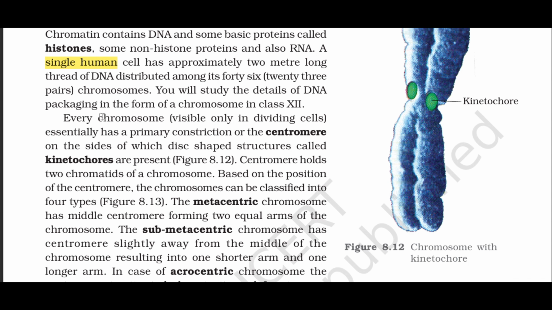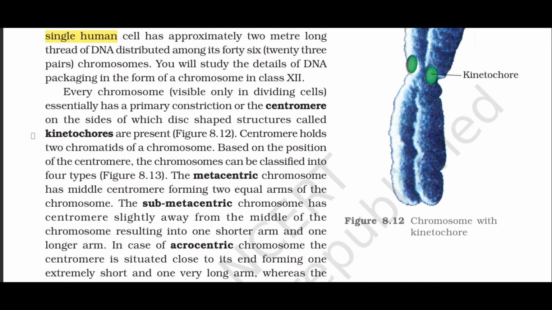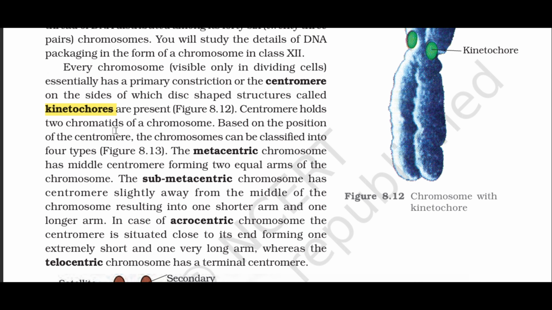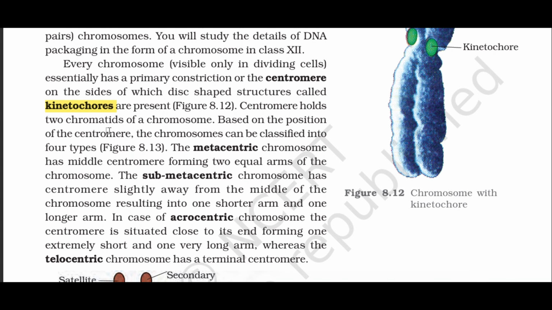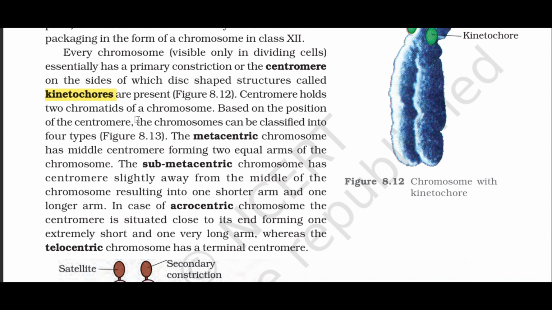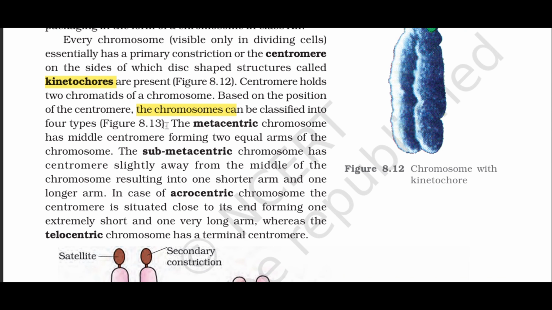Every chromosome, visible only in dividing cells, essentially has a primary constriction or the centromere, on the sides of which disc-shaped structures called kinetochores are present, figure 8.12. Centromere holds 2 chromatids of a chromosome. Based on the position of the centromere, the chromosomes can be classified into 4 types, figure 8.13.